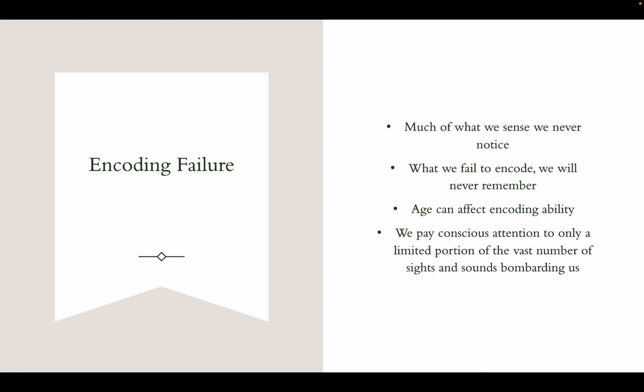So one of the reasons for forgetting could be encoding failure. So much of what we sense, we never notice. And what we fail to encode, we will never remember. We have constant sensory input, which we talked about in chapter 5. However, a lot of what we're sensing we don't notice. But there's another process to that, where if we are not encoding what we are noticing, we will not remember it.